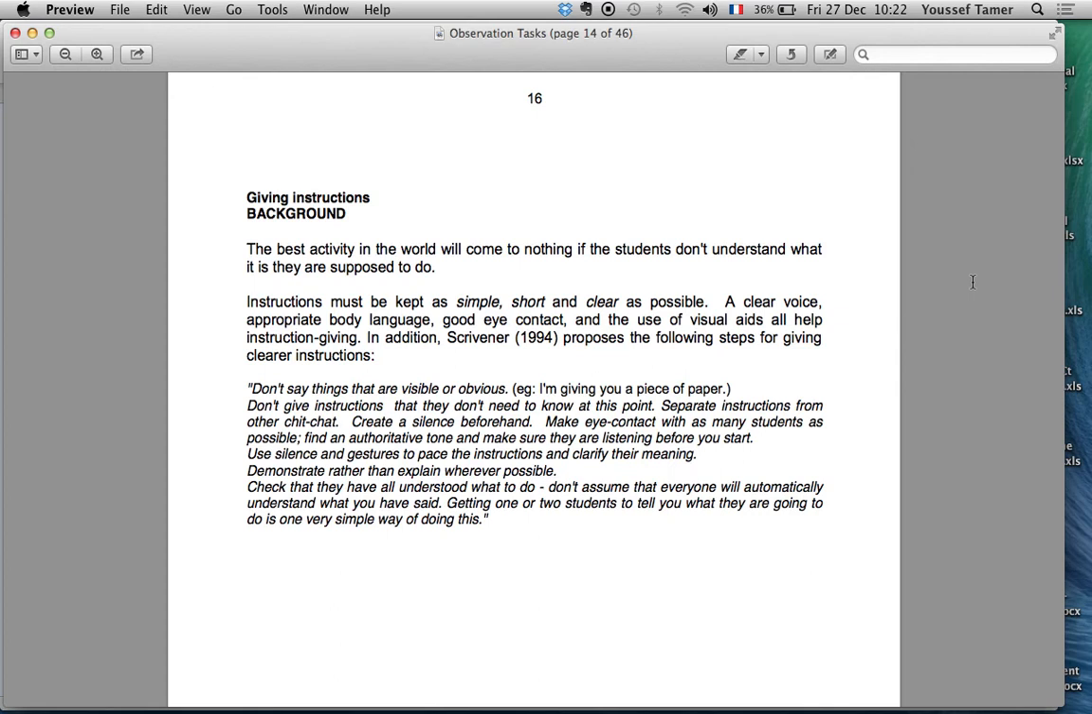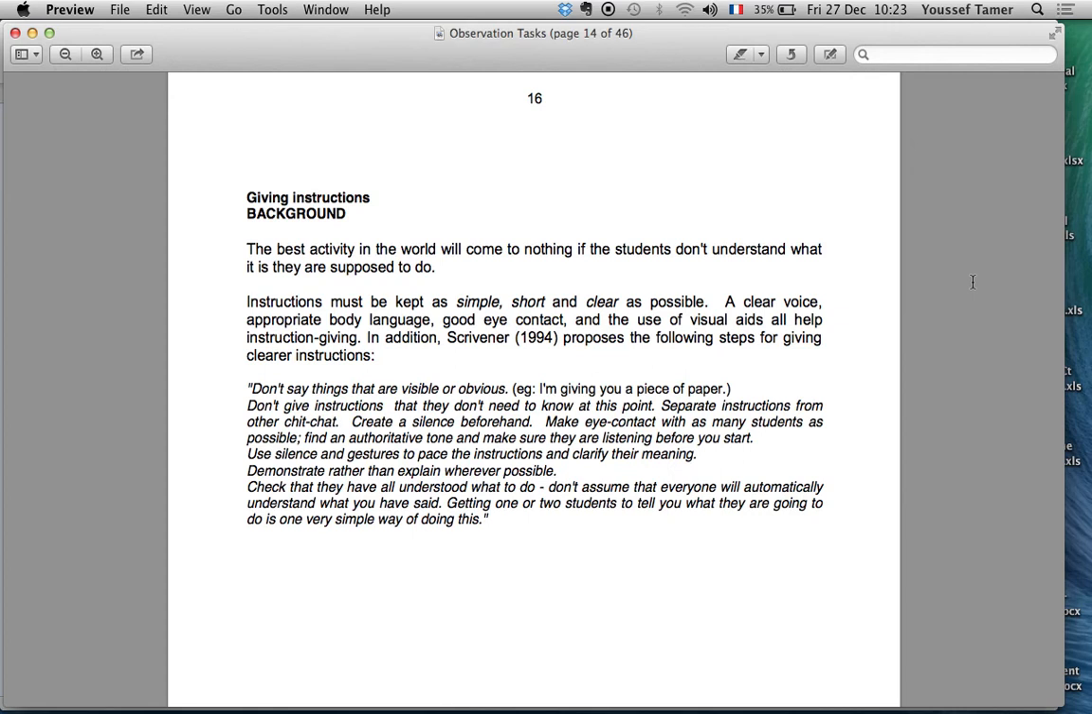And also, sometimes you shouldn't do eye contact, to avoid something. Sometimes it is advisable not to do eye contact. In time you can manage that, okay? Let me go on. Find an authoritative tone and make sure they are listening before you start. Use silence and gestures to space the instructions and clarify their meaning. Demonstrate rather than explain wherever possible.